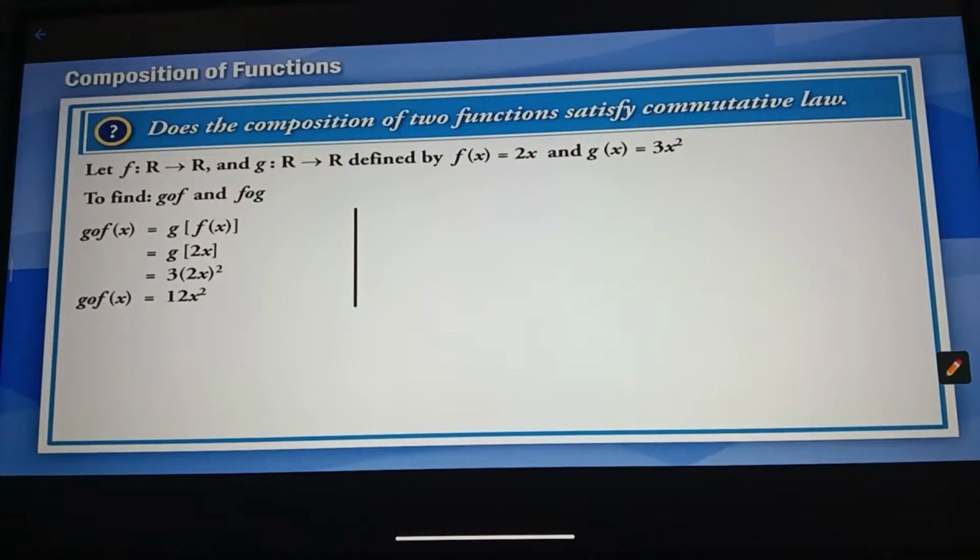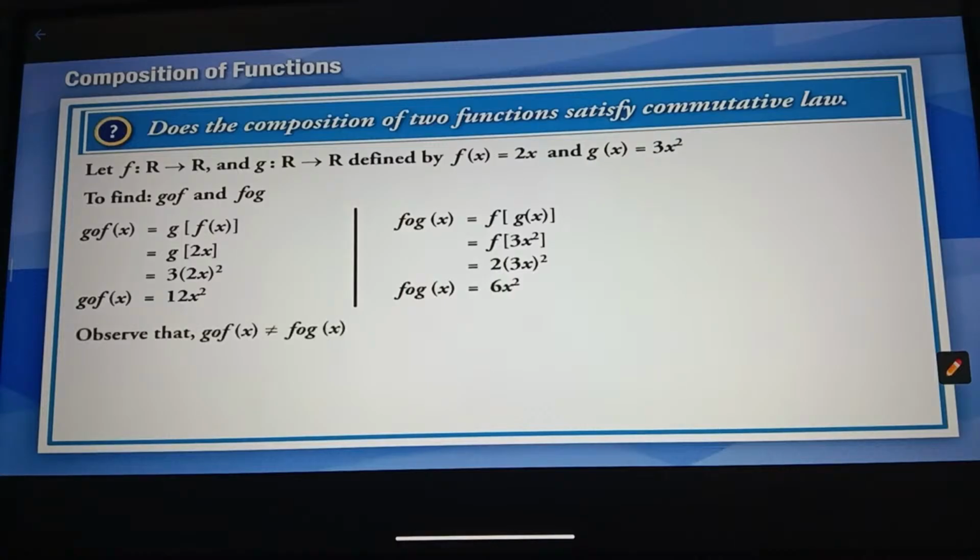Now, let us find the composition of g and f. f circle g of x is equal to f of g of x. Substituting the value of g of x, which is equal to 3x squared, this gives f of 3x squared. Now, f of x is equal to 2x. This implies f of 3x squared is equal to 2 multiplied by 3x squared. Hence, the value of f circle g of x is equal to 6x squared.